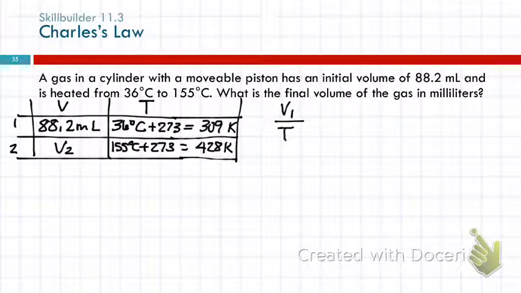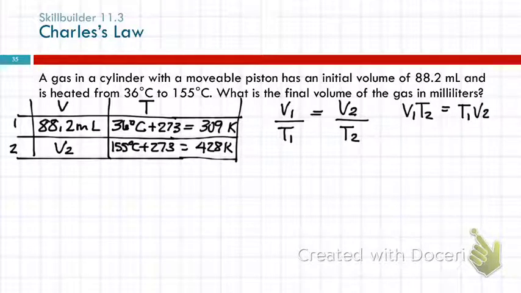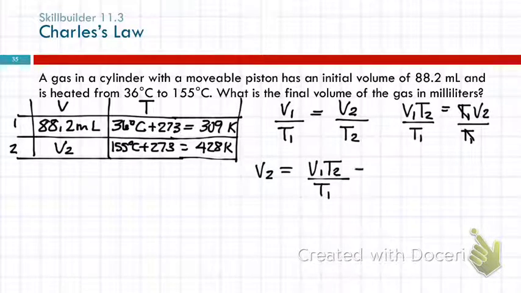So Charles' law, V1 over T1 equals V2 over T2. Cross multiply to get rid of the pesky fraction. I want to solve for V2, so I'm going to divide by T1 on both sides. V2 is equal to V1 T2 over T1.